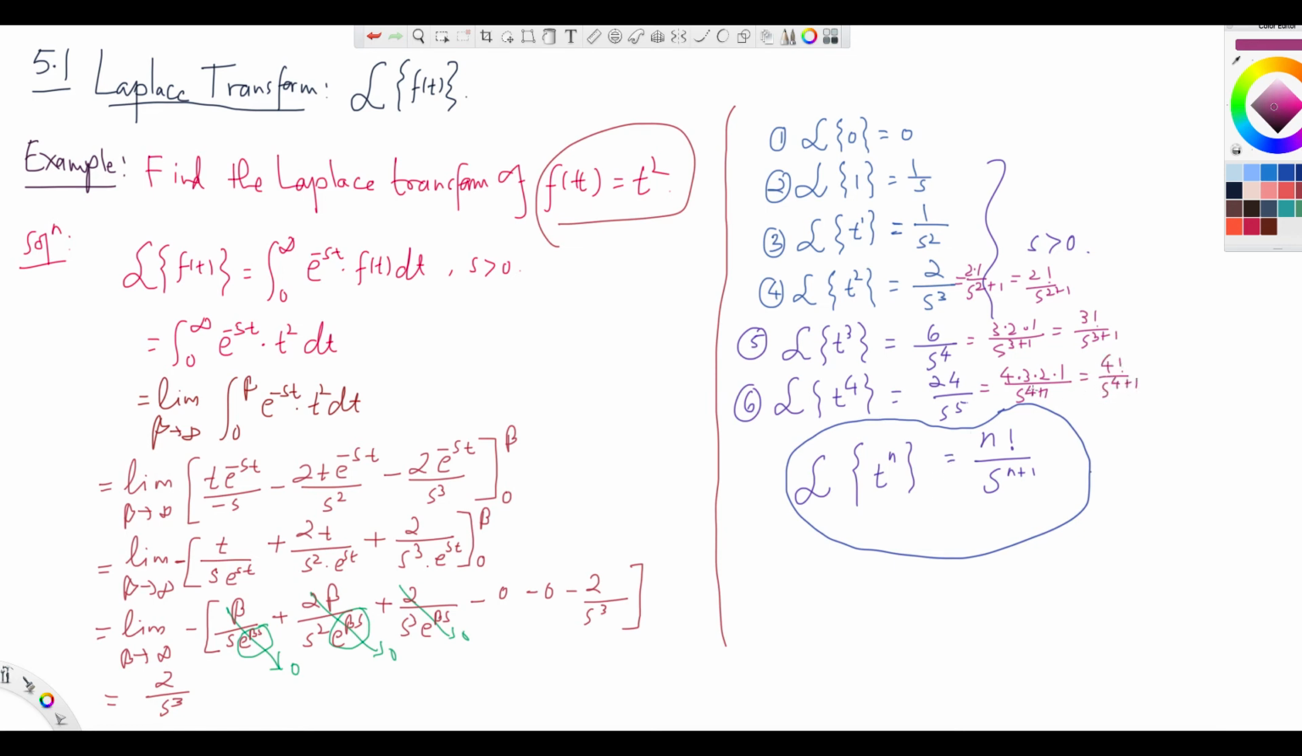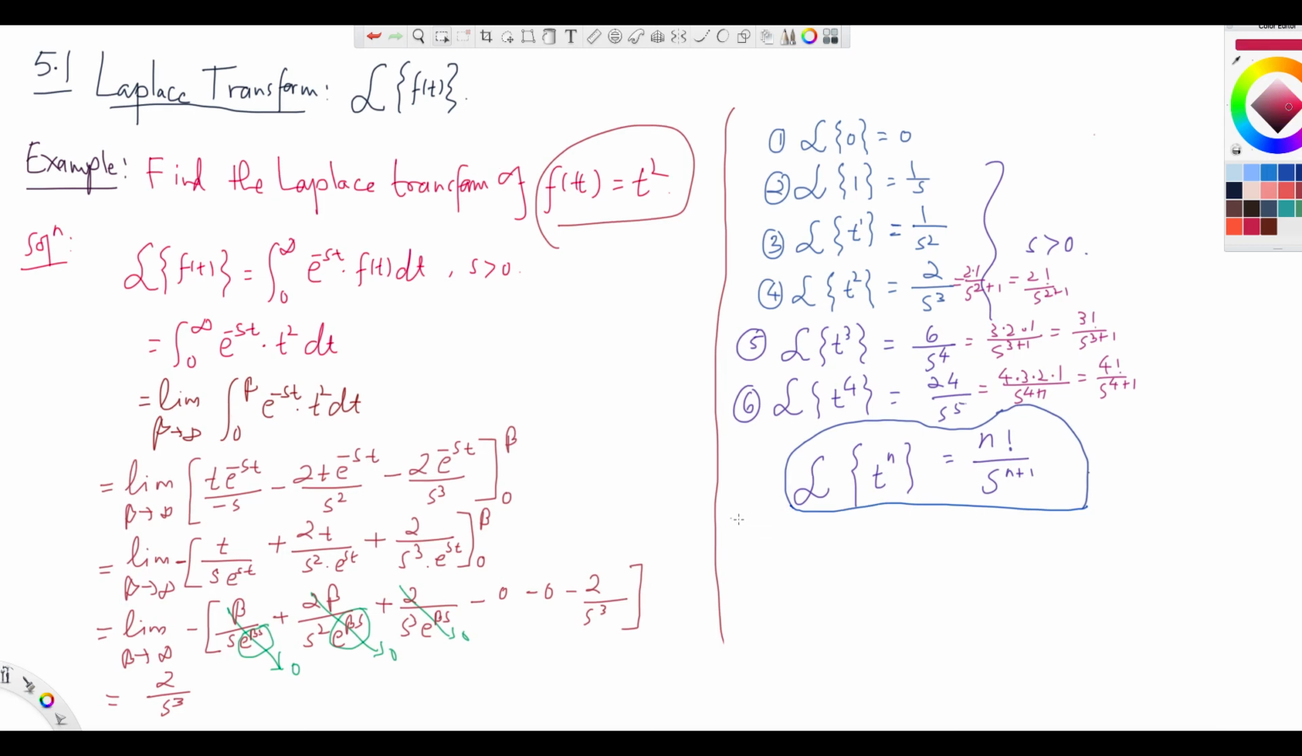So when you generalize all this, you can see that if the exponent of t is a positive integer, then if the exponent is 1, it is 1 factorial over that, right? So here 1 you can write as t to the 0, right? So 0 factorial over s to the 0 plus 1, that will be 1 over s. So it works for all of those. Okay, so this is the formula for the positive or 0 exponent of t. Let me add a small note on this.